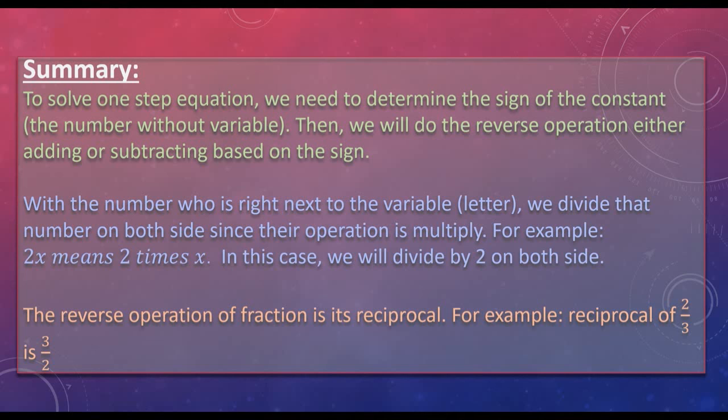Okay, with the number that is right next to the variable, which is a letter, we divide that number on both sides since the operation is multiply. For example, 2x means 2 times x. In this case, we will divide by 2 on both sides. The reverse operation of a fraction is the reciprocal. For example, if you have 2 over 3 x, then you have to multiply by the reverse, which is 3 over 2. You flip the fraction.